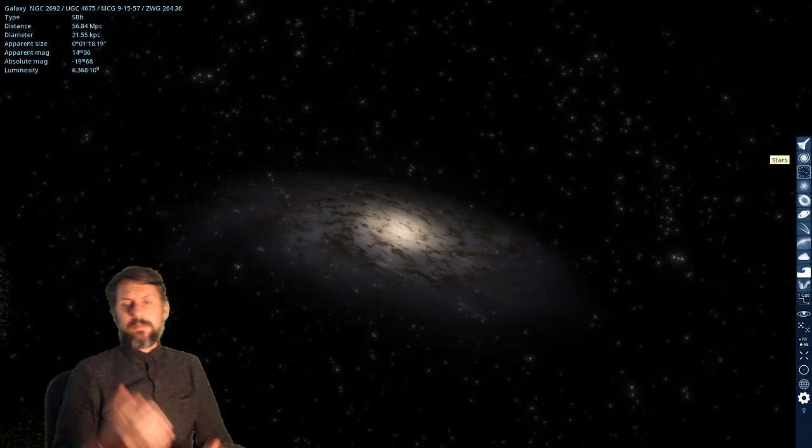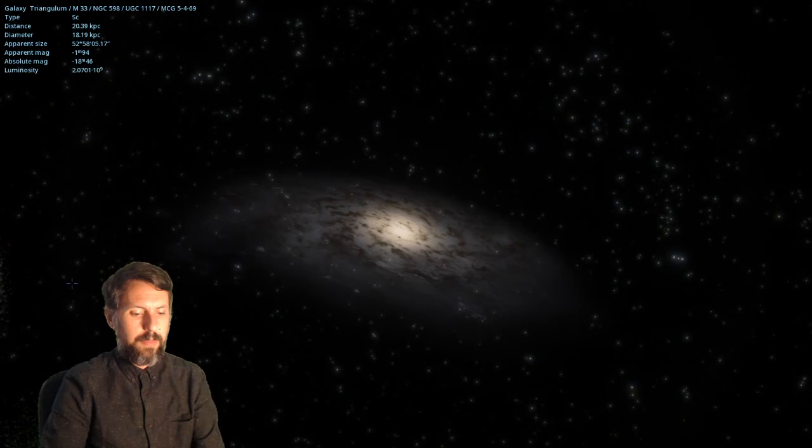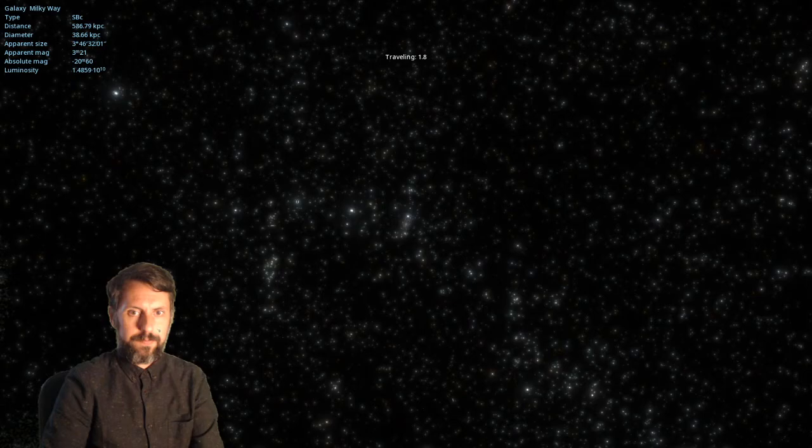If not, then I'm going to finish. Milky Way. It's a Triangulum galaxy. It's not, it's M33. Where's the Milky Way? Well, it's way over here. Maybe I was looking at Triangulum and not it. But if not, I'll be back in a couple of weeks.